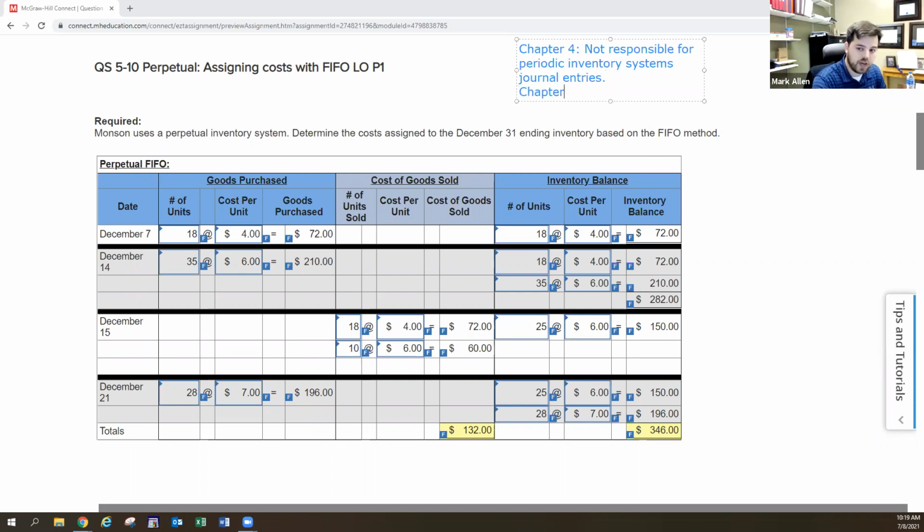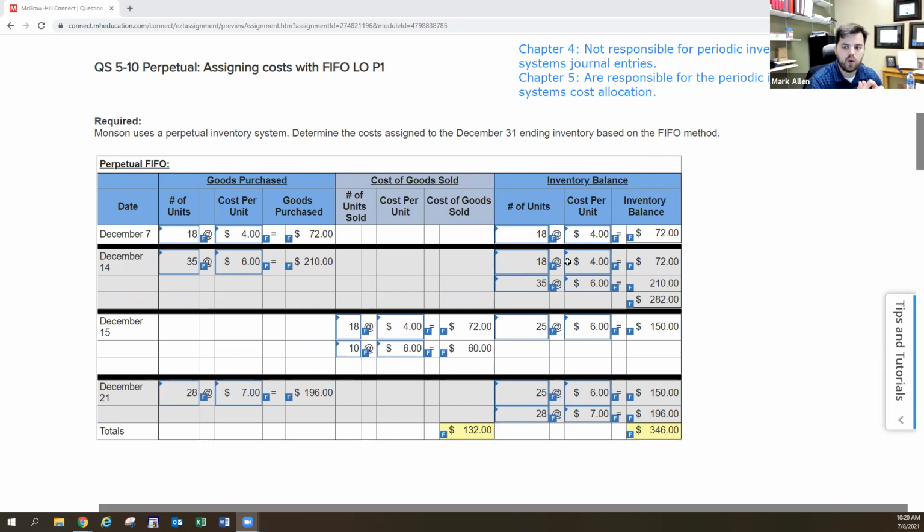But in chapter 5, you are responsible for the periodic inventory system cost allocation, which is what we're doing here. Figuring out how much of this cost is on the income statement and how much of this cost is on the balance sheet. That piece in chapter 5 is pretty small, and not a lot of extra work is going to have to go into it for you to understand that.